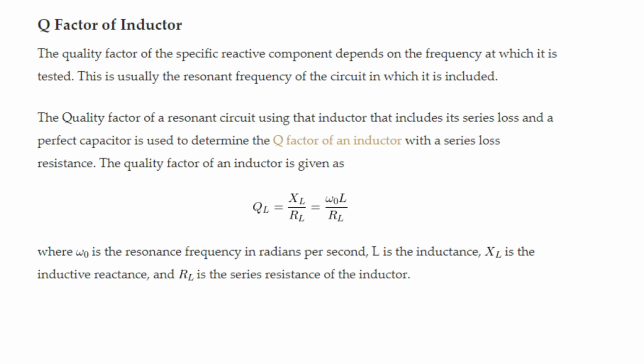So a resonant circuit using an inductor that includes its series loss and a perfect capacitor is used to determine the Q factor of an inductor with a series loss resistance. The quality factor of an inductor is given as QL equals XL divided by RL, or omega naught L divided by RL. Here omega naught is the resonant frequency in radians per second, L is the inductance, XL is the inductive reactance and RL is the series resistance of the inductor.